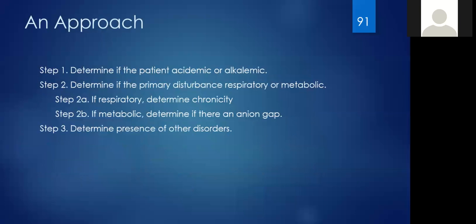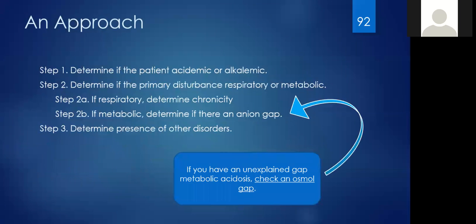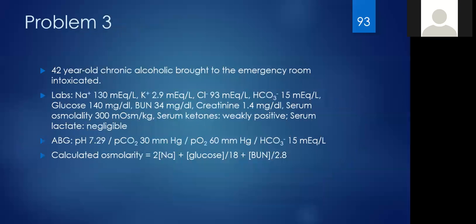So this brings us to a quick sidestep into our approach, where this will work for most everything, but in the setting of an unexplained gap acidosis, that's when you have to check an osmolar gap, which will tell you if this is a toxic ingestion. In the setting of ingesting methanol or ethylene glycol, you're going to have an osmolar gap. So let's take a look at that.